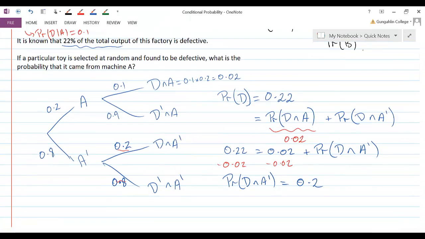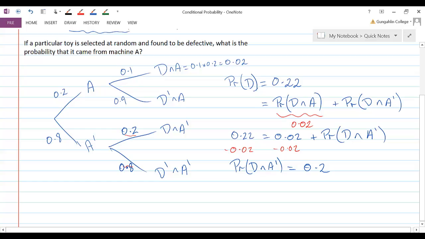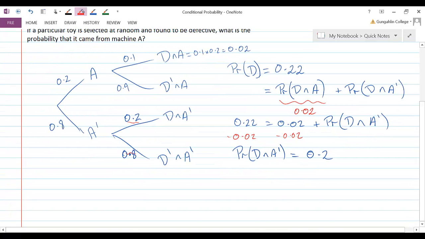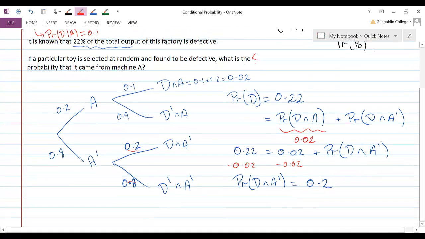Okay, the question though asked, if a particular toy is selected at random and found to be defective, what is the probability that it came from machine A? So what I'm being asked here is, what's the probability that a particular toy came from A, given that it is defective? I'm looking at the output, I find a defective toy, I want to know how likely it was that that came from machine A.